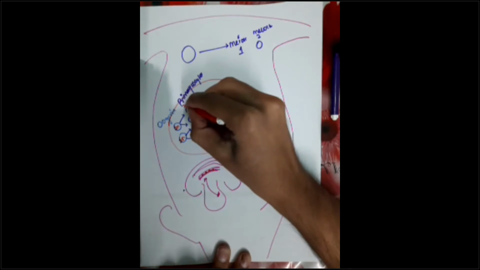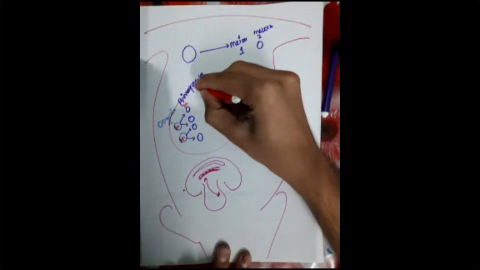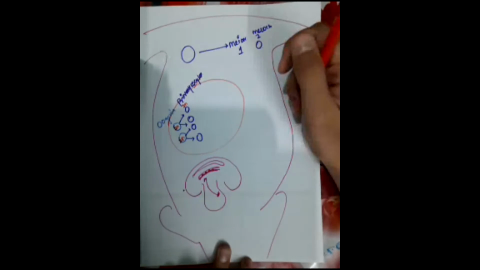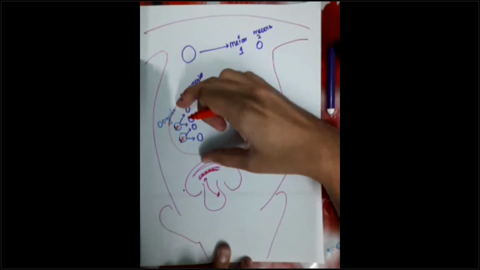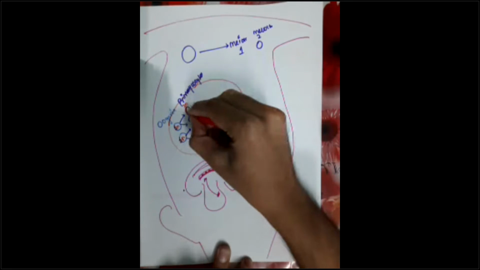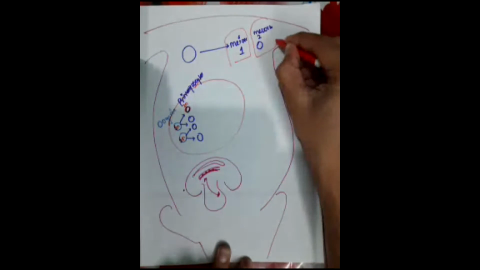What is the importance of forming primary oocytes from oogonia? So that the number of gametes produced is more. The oogonia are dividing into primary oocytes. This primary oocyte should now undergo meiosis 1 and then meiosis 2.